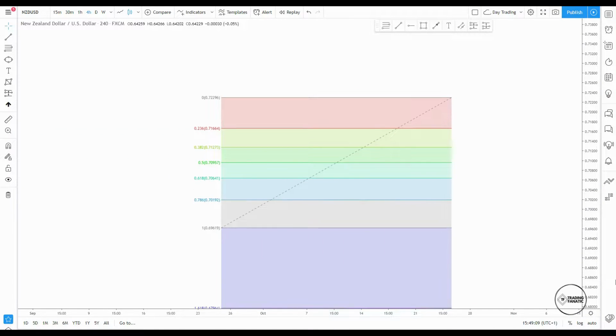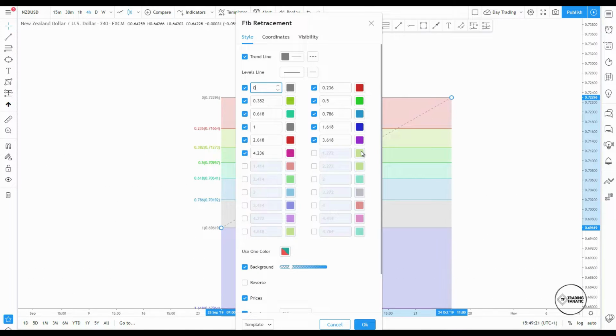Alright, so let's first break down the Fibonacci tool. As you can see, we have a lot of colors here, a lot of lines, and we have a level that we really don't need to use, and we have some levels on the bottom. So we double click on the tool and we have all of these settings.